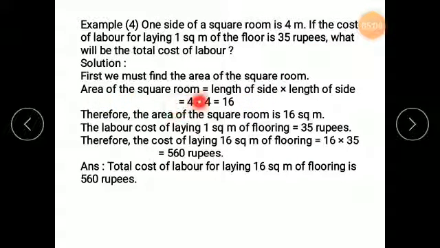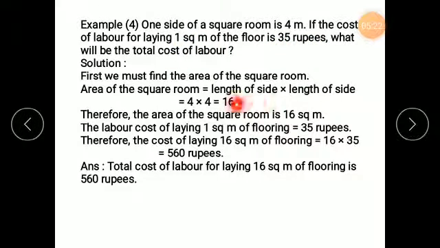Area of the square room will be length of side into length of side. It will be 16 square meter. Okay, therefore the area of the square room is 16 square meter. Now the labor cost for laying the floor for 1 square meter is 35 rupees. एक स्क्वायर मीटर के लिए 35 रुपीज़ लगेंगे.